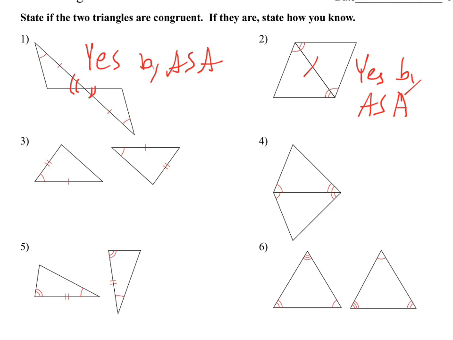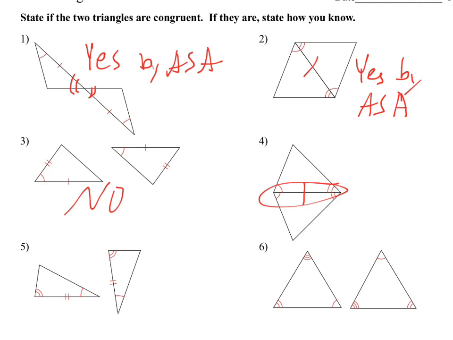On 3, we have 2 sides and the angle between. And on this one we have 2 sides, but not the angle in between. So these ones don't match up. This one's going to be no. And that brings us to 4.